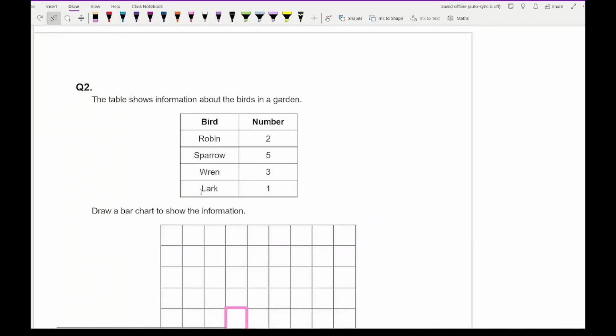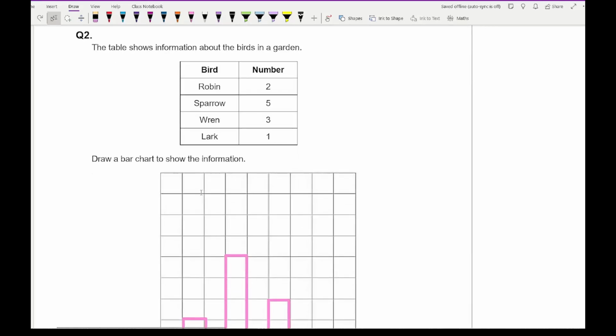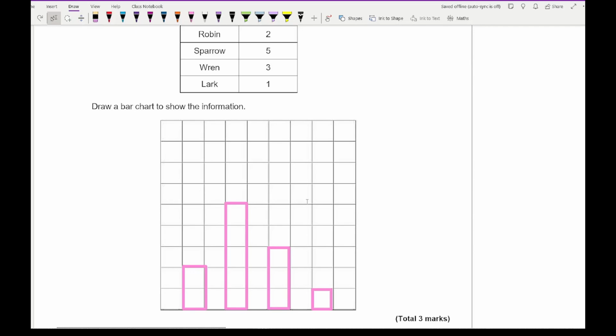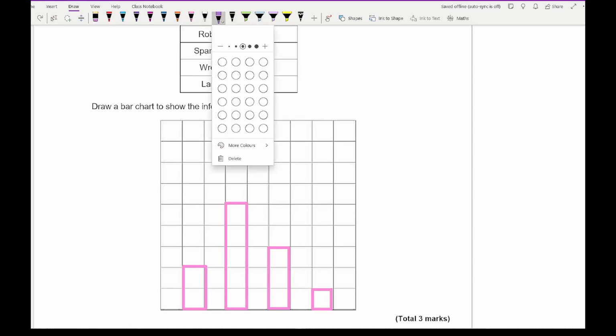Now moving on to question 2, it says, very similar question. The table shows information about birds in a garden. And we've got robin, sparrow, wren and lark. And the question is asking us to draw a bar chart. So I've kind of already drawn the bars already, and you can see that they're all equal widths of 1 square up. So all that's left for me to do is do the scale.